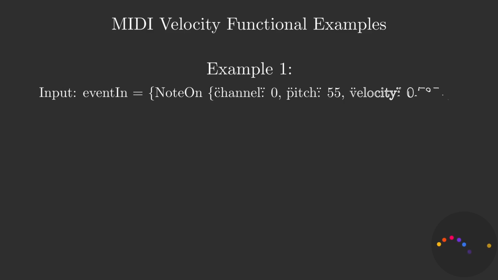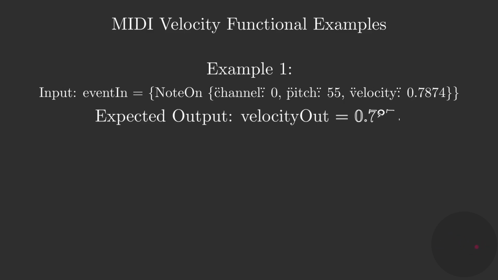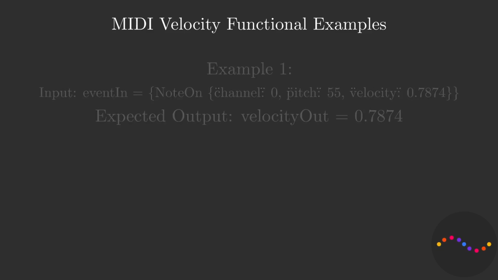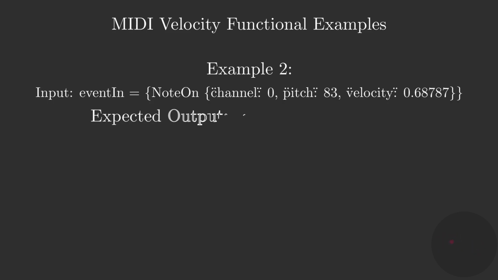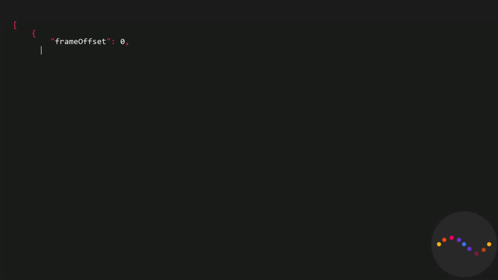Example 1, input, expected output. Example 2, input, expected output. For testing, use the following format in eventin.json.